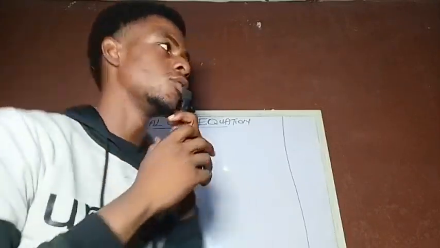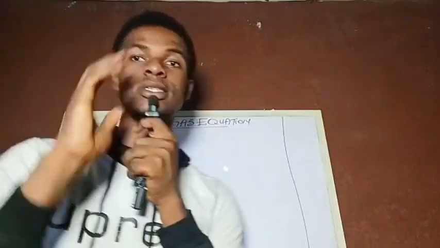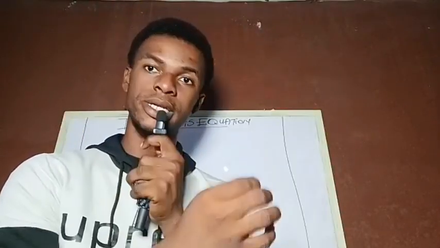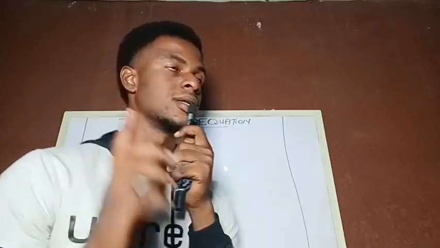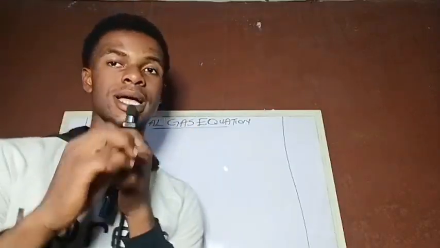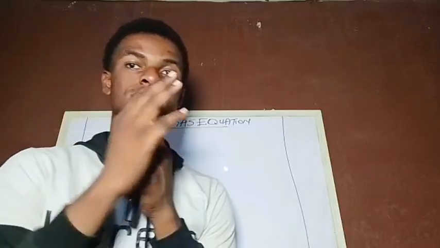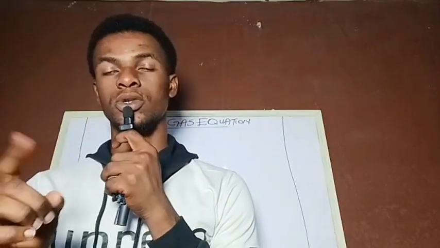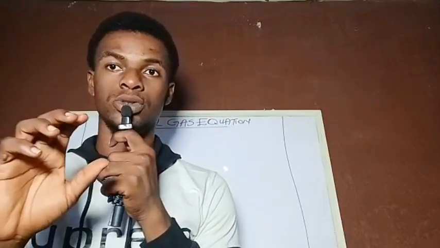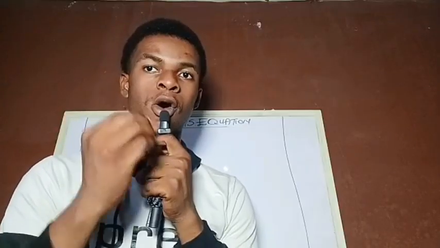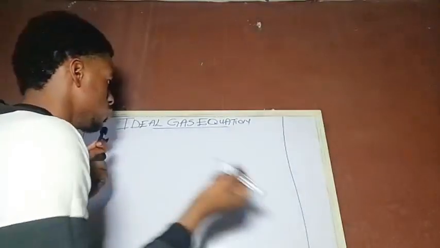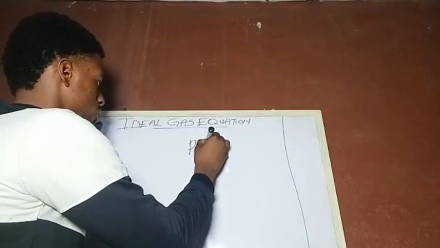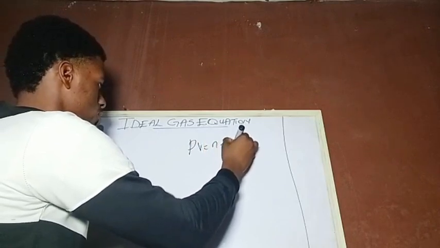Now, in today's video, we'll be looking at the ideal gas equation. I've done Boyle's law, Charles' law, and the rest; you can check them on my playlist. Ideal gases are gases that obey Charles' law and Boyle's law. The ideal gas equation is a combination of Boyle's law, Charles' law, and Avogadro's law. It is written as PV equals nRT.